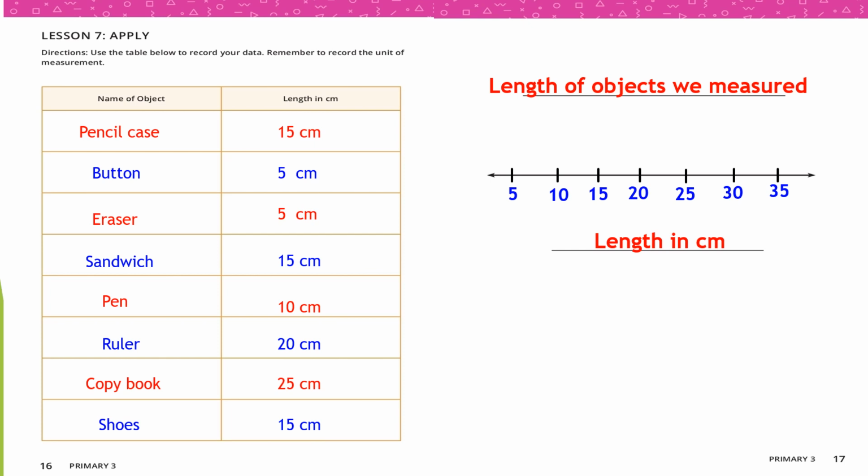We have only 2, so we will write 2 x's on 5. How many items are 10 centimeter? Only 1, so we will put 1 x. How many items are 15 centimeter? We have 3 items, so we will write 3 x's. 20 centimeter, only 1 item. 25, only 1 item.